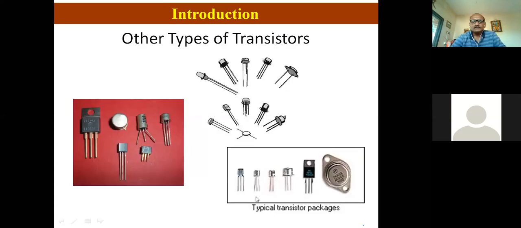Now, this is the germanium transistor. Some transistors are germanium, some are silicon. These are the power transistors. This looks like a transistor in this way.